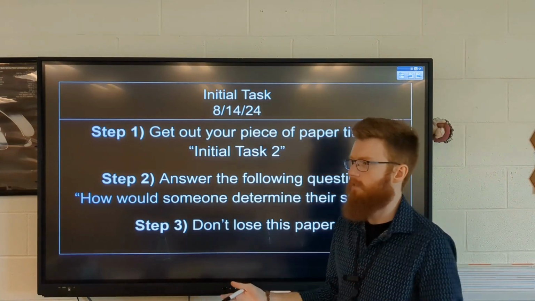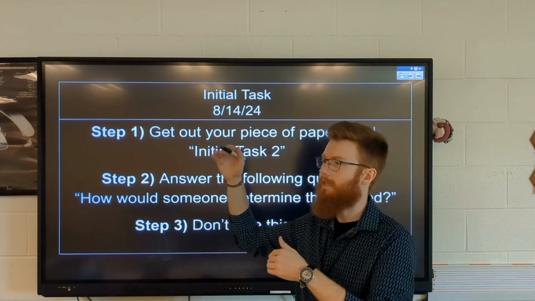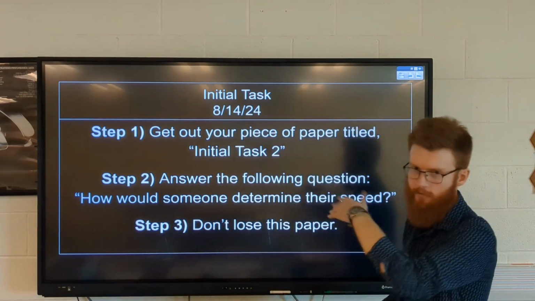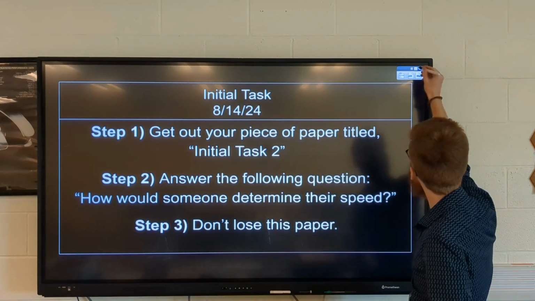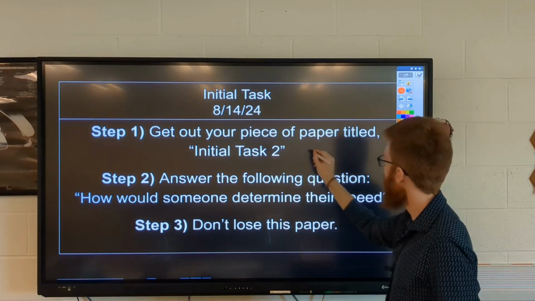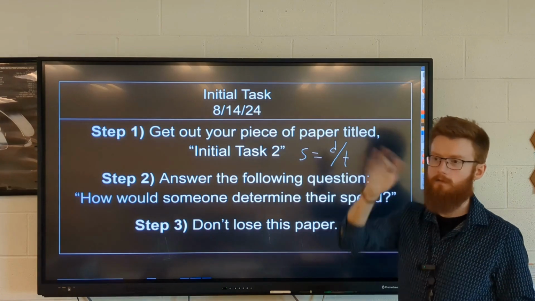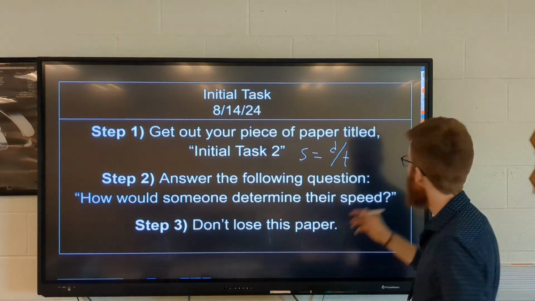Our initial task was to answer the question, how would someone determine their speed? A good way to do that is to just figure out how far you went and divide that by how long it took you to get there, which I'll write out as an equation. Speed is distance over time, which is something we talked about already, but it's always good to remind ourselves.